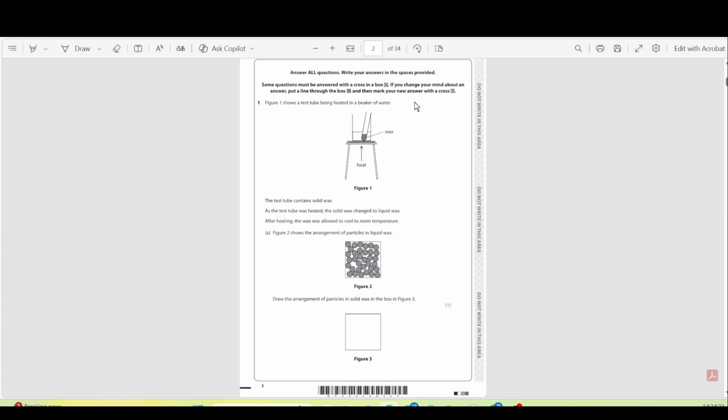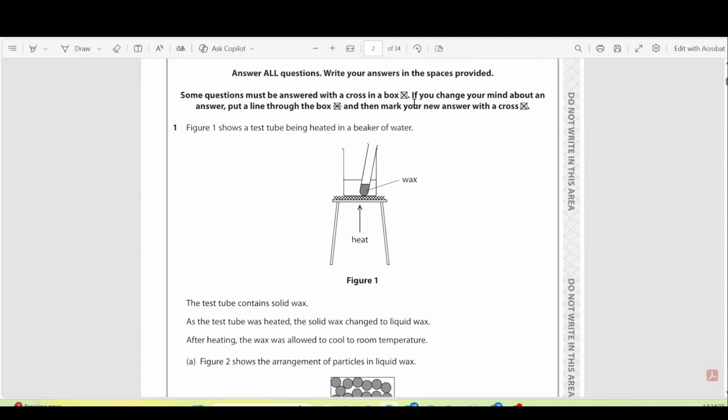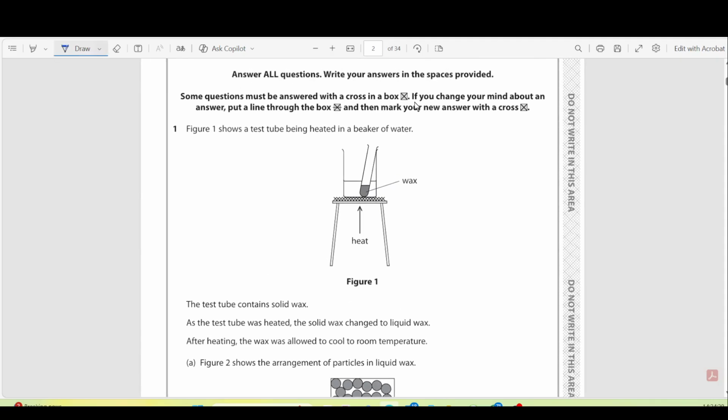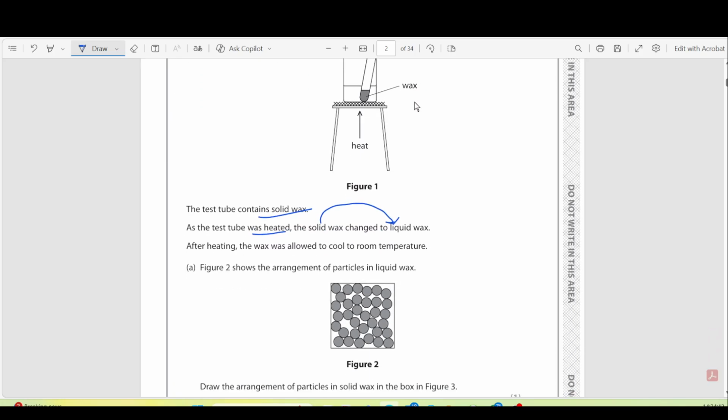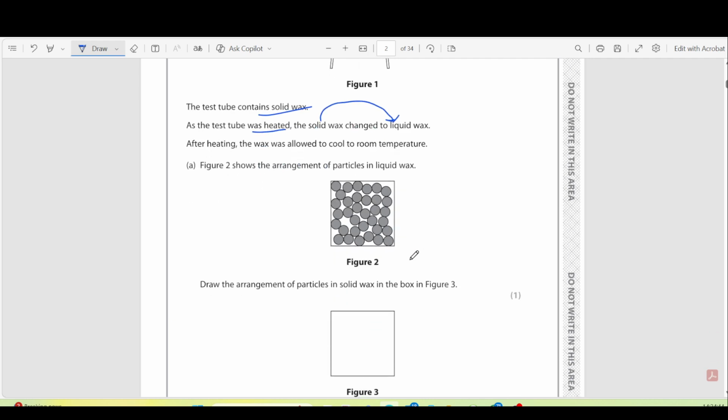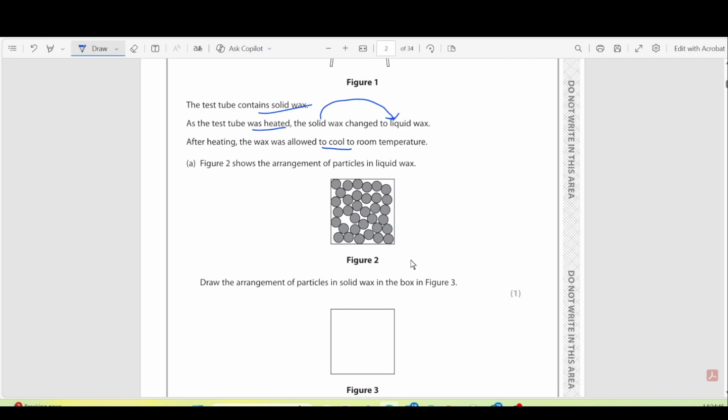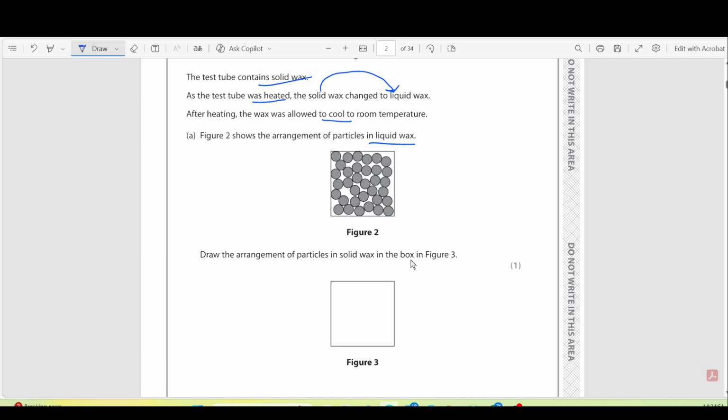So let's start with our paper. We have a figure 1, which is showing a test tube being heated in a beaker of water, and there is solid wax. As the test tube was heated, the solid wax changed into liquid. After heating, the wax was allowed to cool to room temperature. This is showing the liquid wax arrangement of particles. We have to draw here solid wax arrangement of particles.